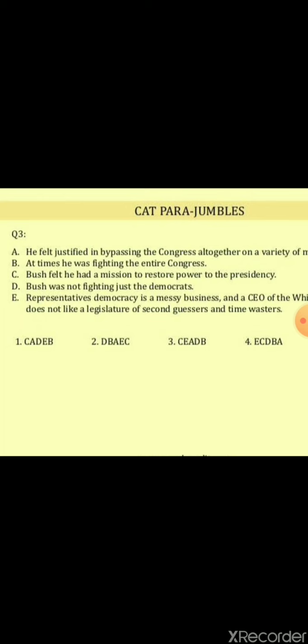Okay, C A D E B, D B A B C, C E A D B, E C D B A. Means 1 2 3 4. Which option is the best one? That you will understand when you will read all the sentences, and you will create your own logic. You need to create a logic that what should come first, and you will give the answer.